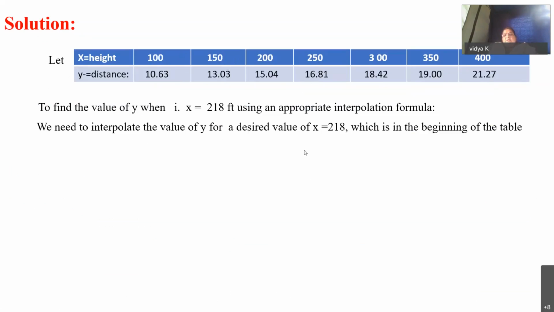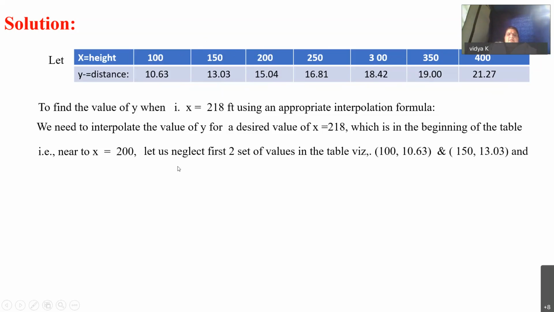What we do is, because interpolation is nothing but the method wherein you are getting an approximate value, since we need the value of y at x equal to 218, and 218 is close to 200, we better take 200 itself as the initial value and we neglect this. So near x equal to 200, let us neglect the first two sets of values in the table, namely 100, 10.63 and 150, 13.03. You can neglect them because of approximations.